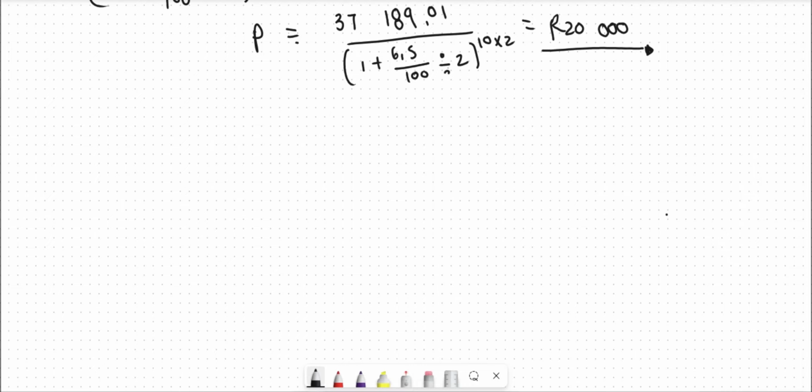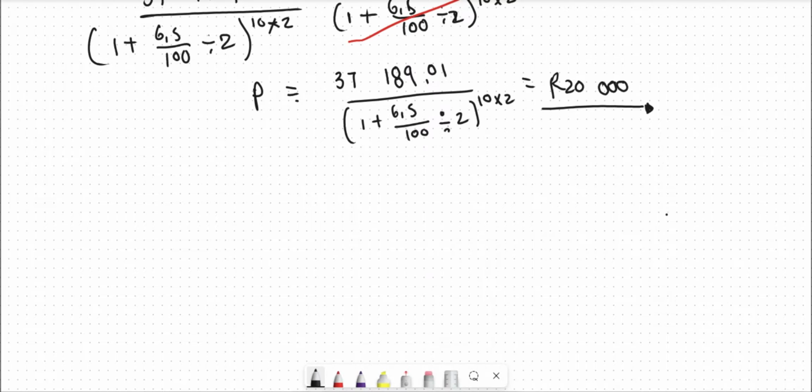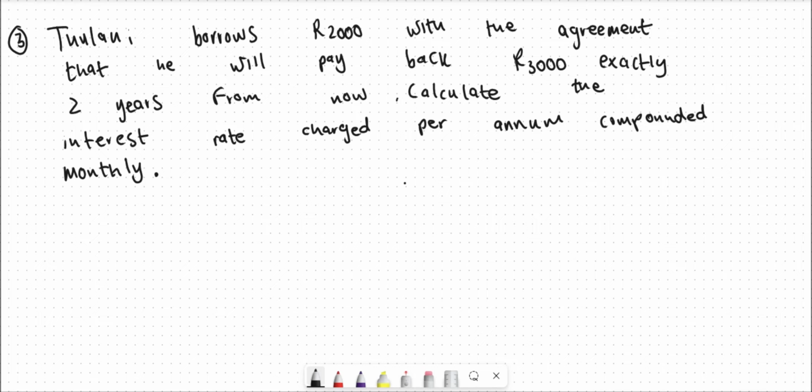I'm therefore going to move on to question 3. And in question 3, we're going to look at what happens if we're trying to find the actual interest, the I. How do we go about solving for that? Number 3 reads that Tulani borrows 2,000 Rand with the agreement that he will pay it back as 3,000 Rand exactly 2 years from now. Calculate the interest rate charged per annum compounded monthly. So now we are in fact looking for the I.